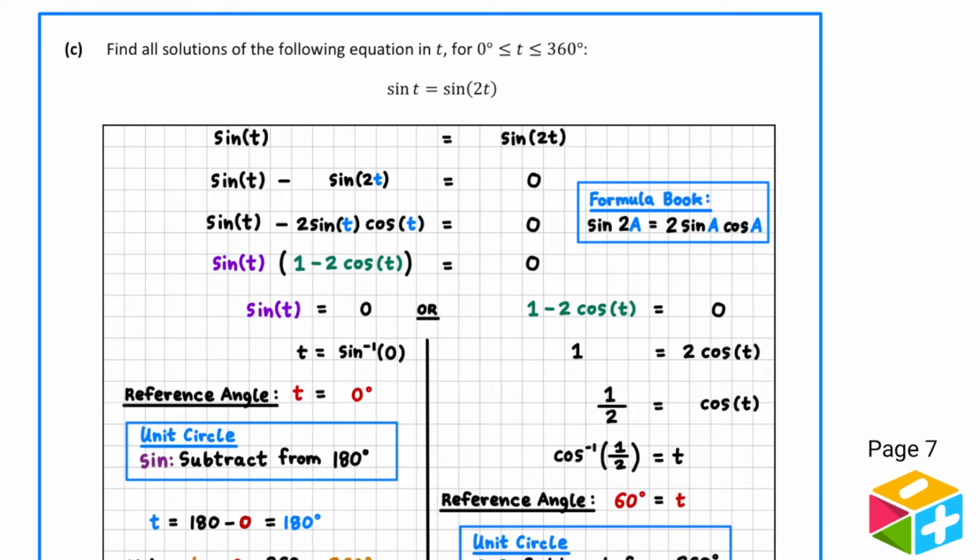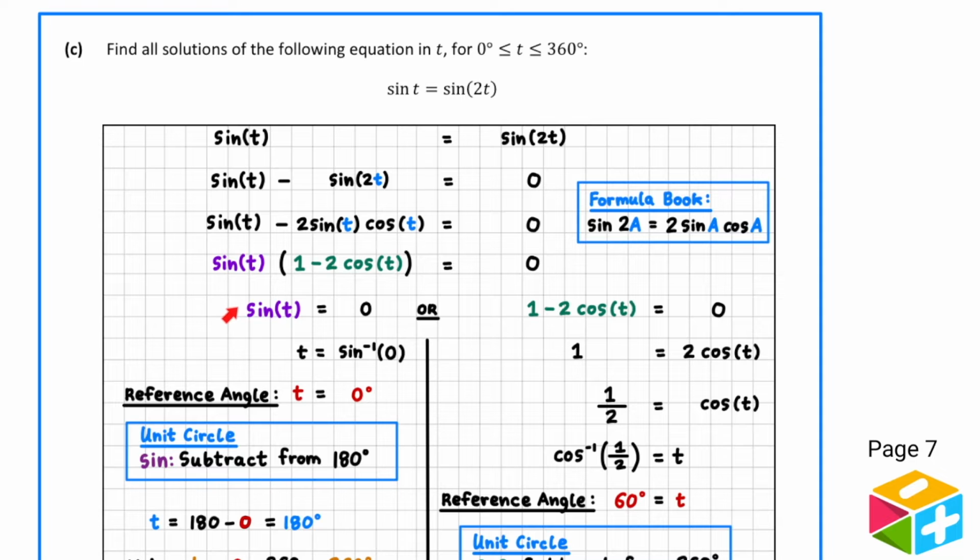We've reached a situation where we have two quantities, sine t and 1 minus 2 cos of t, being multiplied together to give 0. The only way that this can happen is if one of the quantities itself is 0. So either sine t is equal to 0, or 1 minus 2 cos of t is equal to 0. We'll need to find the solutions for each of these equations.